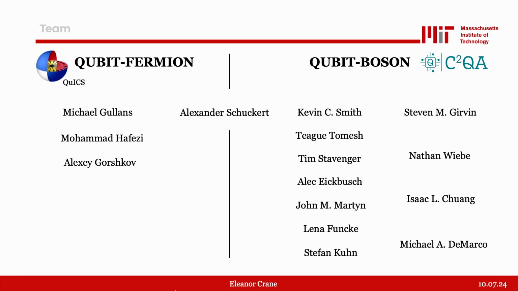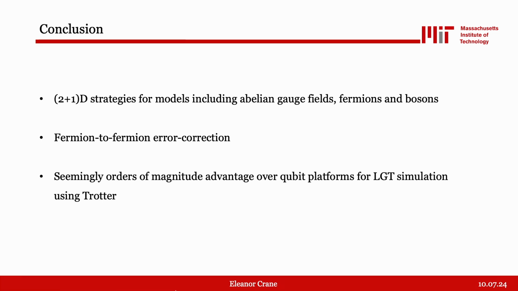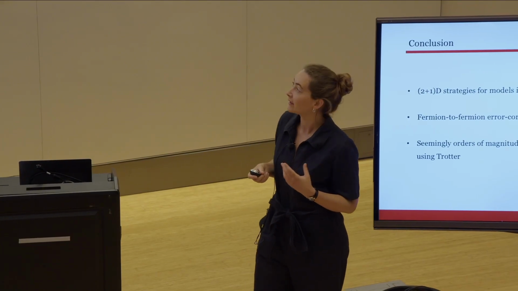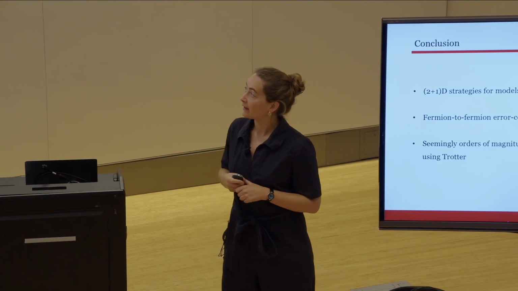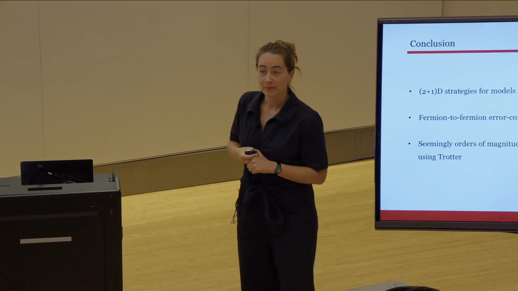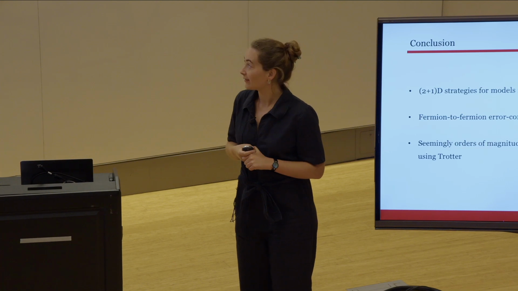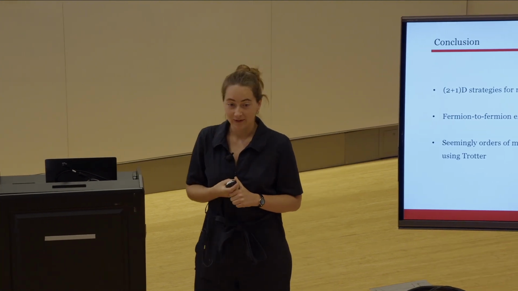So, to conclude, we've shown some strategies for being able to actually use qubit-boson quantum information processing, and maybe also include the fermions, which may be promising for these kinds of lattice gauge theories and other models. Thank you.